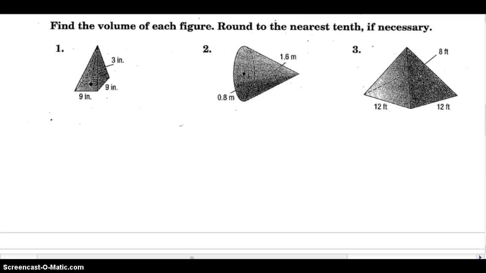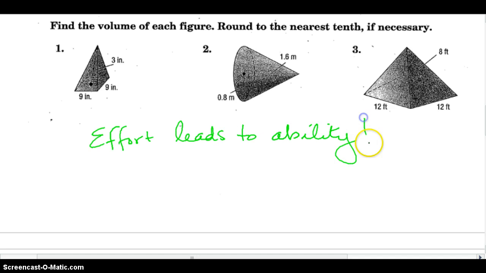Now this is for you to try, and remember, effort leads to ability. So if you try and you fail, then the next time you try, you're going to become closer and closer to being able to do it. So effort will lead to ability.